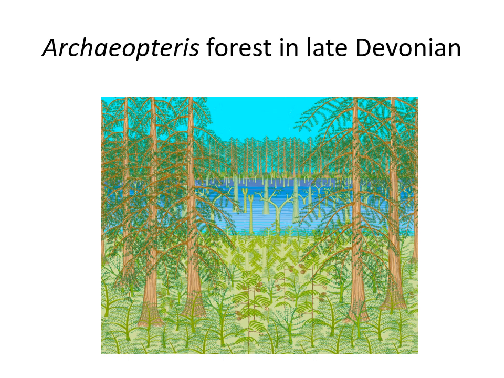So Archaeopteris forests in the late Devonian were still probably in pretty swampy environments, similar to modern day cypress forests today, where you find them especially in marshy environments.